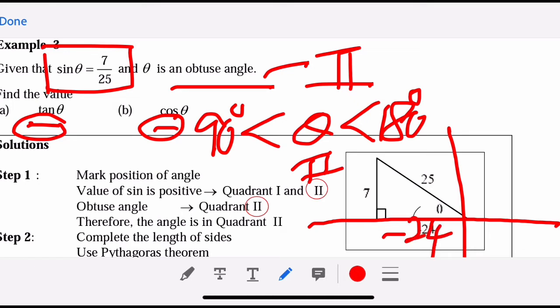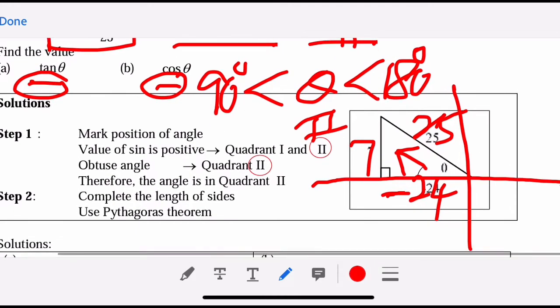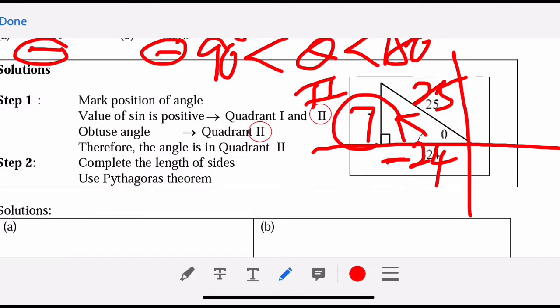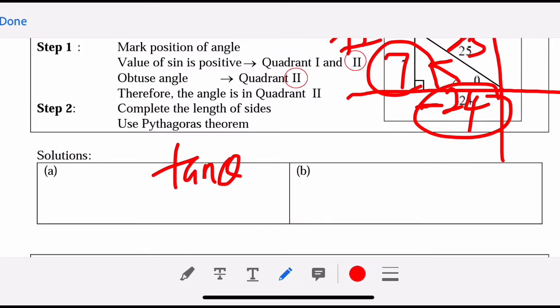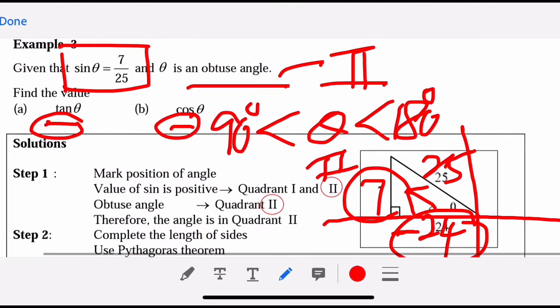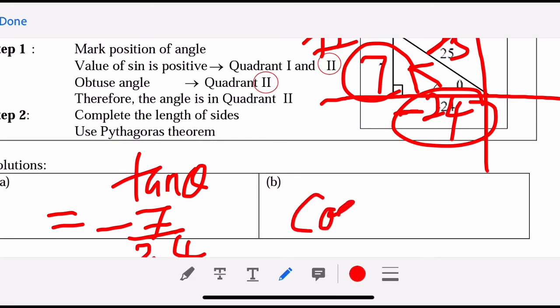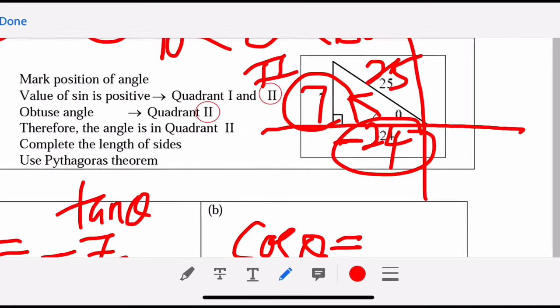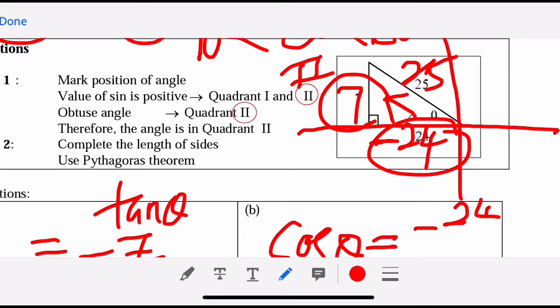If you have sine theta, which is 7 over 25, you found out here 24, you have to label it negative. Then you read tangent theta: tangent theta is 7 over negative 24, right? So tangent theta, you get negative 7 over 24. And then if they ask you for cos theta, you will read it as second quadrant, still negative, right? Negative 24 over 25.